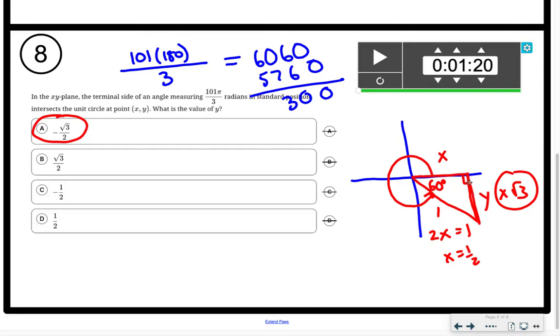And also remembering that this is going down, so that's a negative value. We could have done that from the beginning and just gotten rid of these answers, and then if you didn't have time, you at the very least would be guessing between those two.